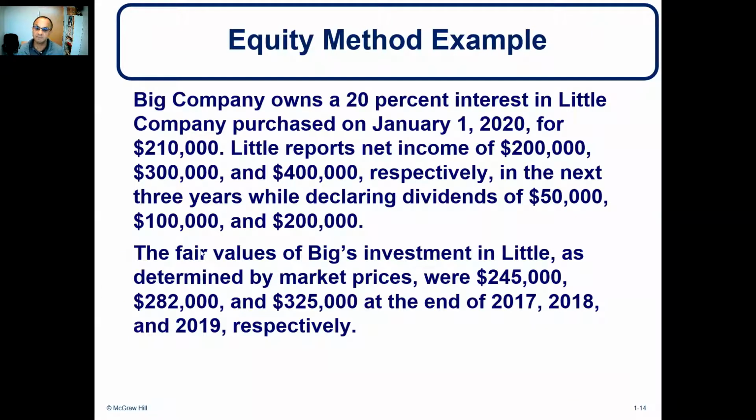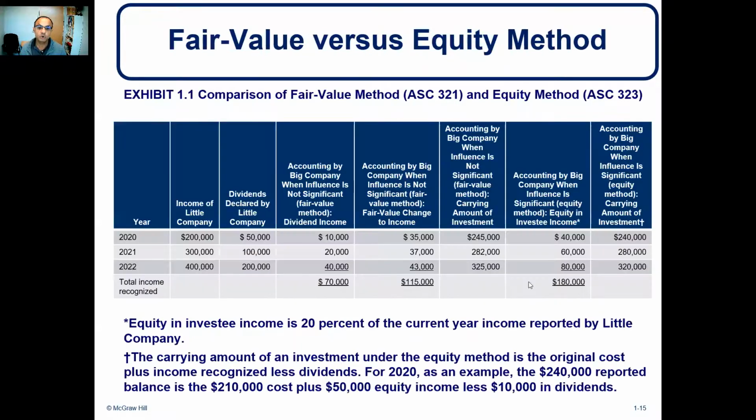Here it says the fair value of Big's investment in Little was determined by the market: 245 in year 1, 282 in year 2, 325 in year 3. Now, when we bought the shares initially, it was 210. And now the value increased to 245. So what shall we do? We subtract 245 minus 210, we get 35.